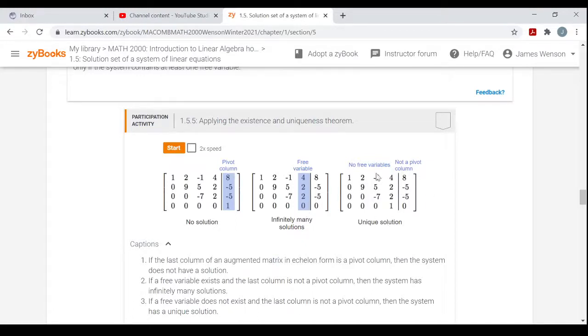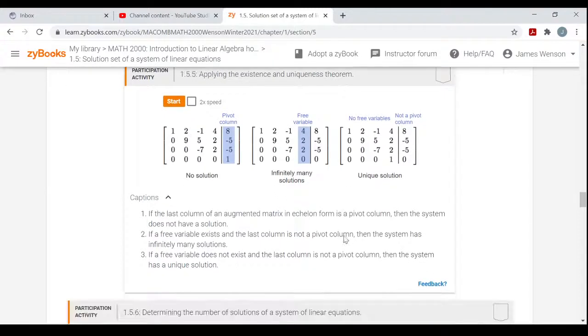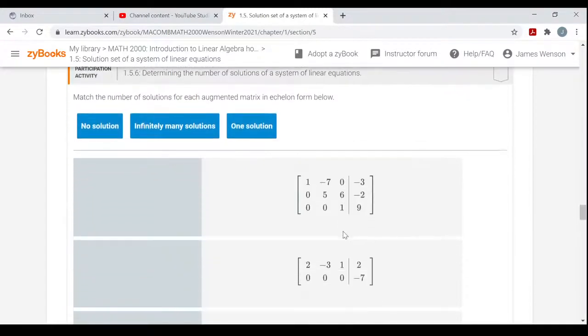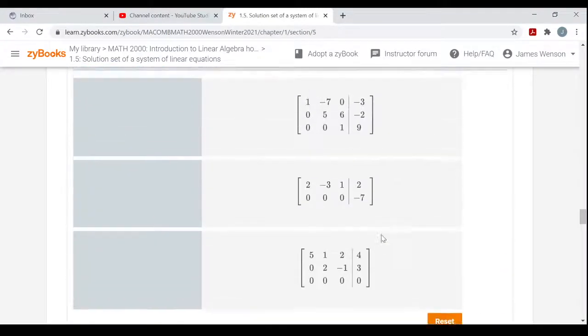And since there are free variables, it's going to have infinitely many solutions. And then here, the last column is not a pivot column. All the pivots are in the coefficient matrix here. And every single column in the coefficient matrix to the left of the bar has a pivot. So every variable, x1, x2, x3, and x4, is basic. There are no free variables. So there would only be one solution to a system like that. All right, so there's some quick things to look out for.